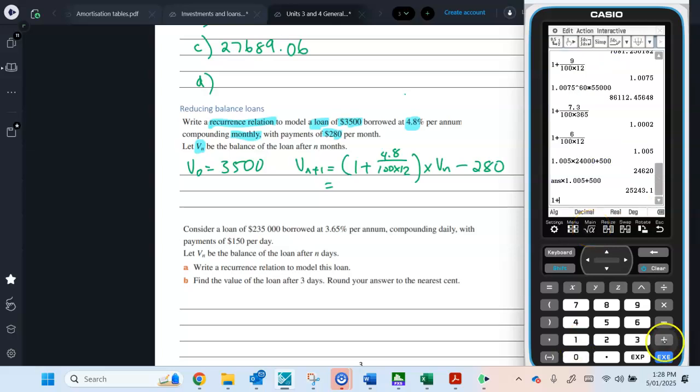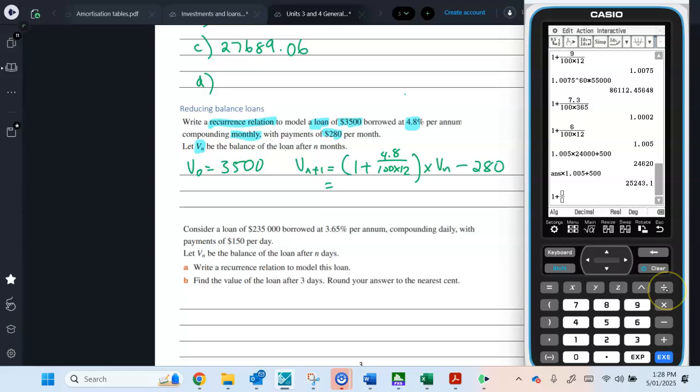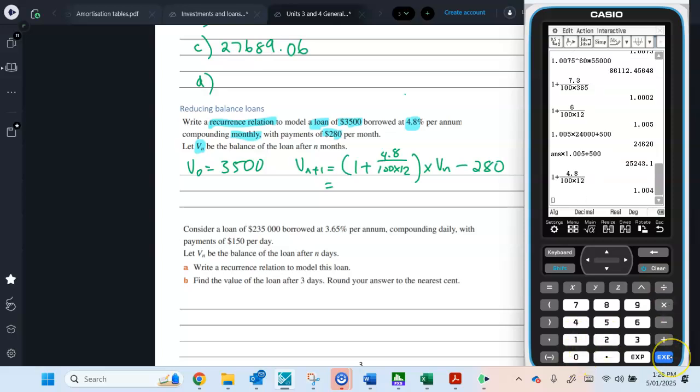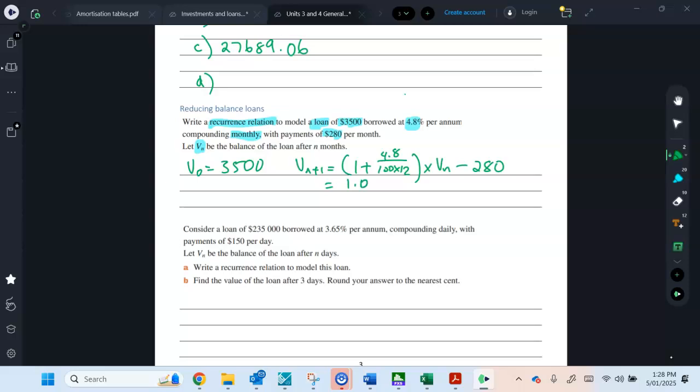All right, so 1 plus 4.8 over 100 times 12, 1.004 times Vn minus 280. And there's your recurrence relation.